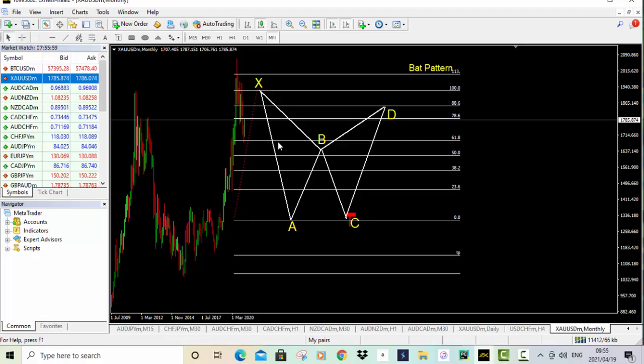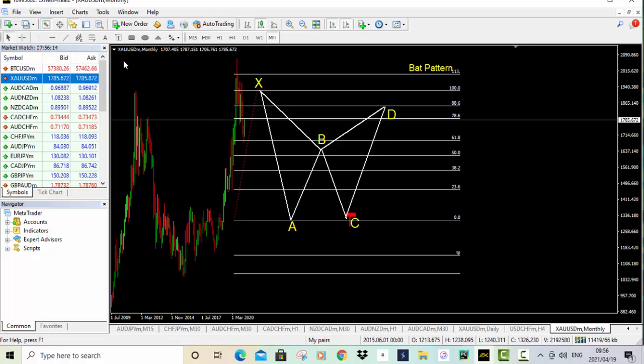However, a bat pattern is very rare. It's extremely rare to find in the market, but you have to practice. The more you train your eyes, the better it will be. So you need to train your eyes, guys, in order to improve.